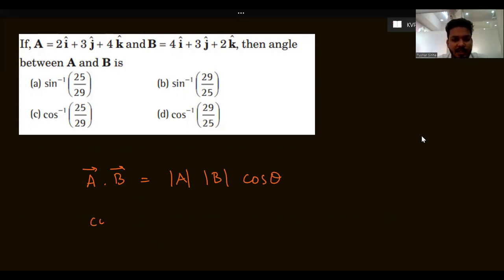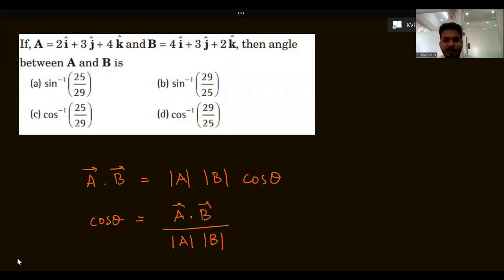From here, in most cases, cos theta can be found by taking this into the denominator and making it like this. So I took the magnitude of A and magnitude of B to the other side. From here I got the value of cos theta. So I'm going to do this and find out cos theta.